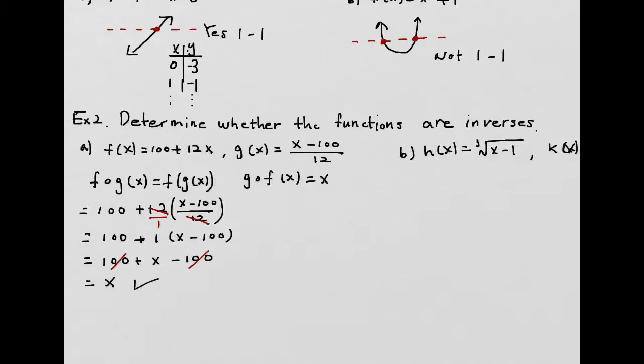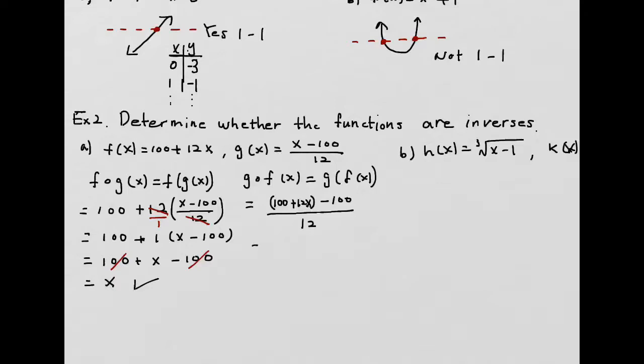Then we need to try the other one too. So we don't know we're going to get x yet. So this time let's replace f of x inside of g of x. Then we're going to start with g of x, but wherever I see x, you're going to replace it by f of x, where f of x is 100 plus 12x.